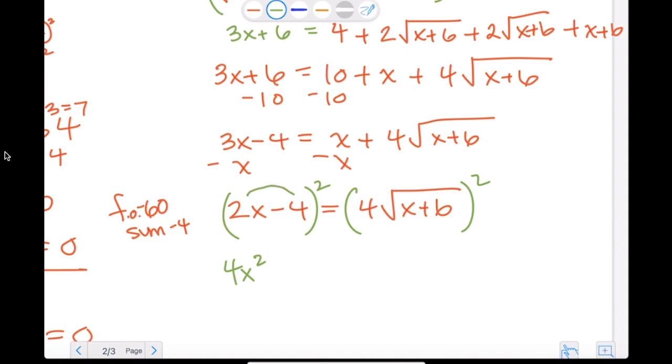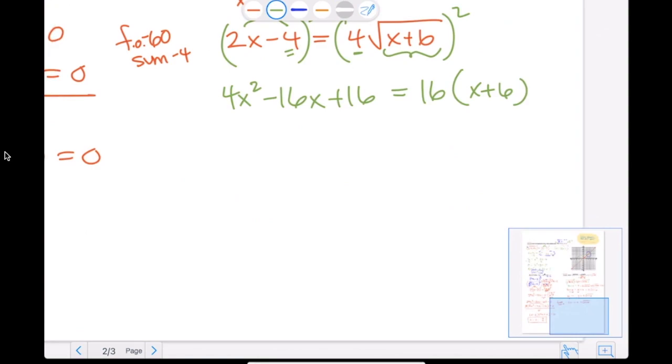So again, don't kill any puppies here. It's going to be a 4x squared. We're going to multiply that times that and double it. So it'll be minus 16x, and then we'll square this. So plus 16 is equal to, now this, we're going to have to square this. So that'll be a 16. And then when we square this part, squaring a square root makes it just an x plus 6.